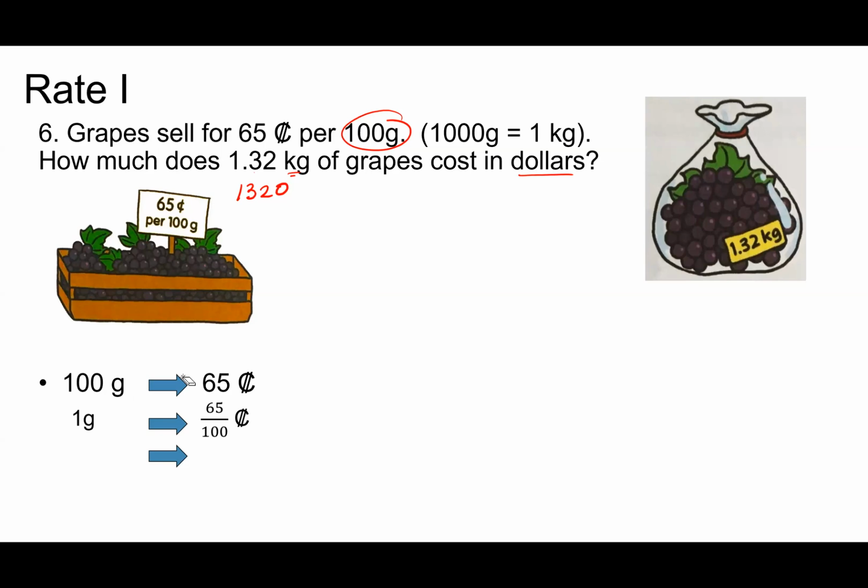65 1/100ths of a cent. Okay, so we already figured out our kilograms and grams. Now what do we do? How do I go from 1 to 1,320? What do I multiply by? I'm going to multiply by 1,320. Exactly. Well, let's talk through it.